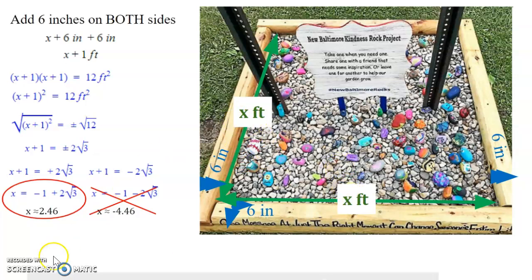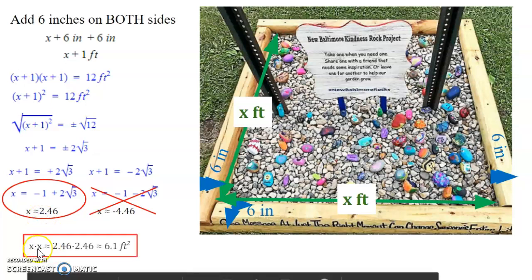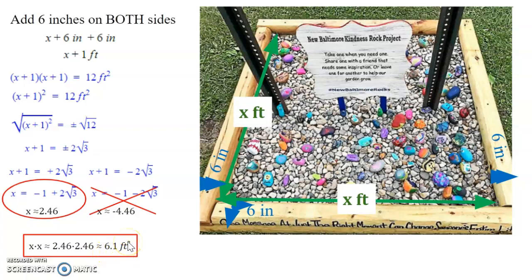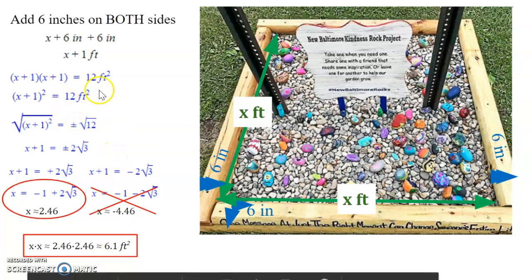We found the x to be approximately 2.46. So the area is going to be x times x, which is 2.46 times 2.46, which is approximately 6.1 foot square. So we started off with 12 foot square, but out of that, after putting in the frame, you're left with 6.1 foot square of area for the rock garden.